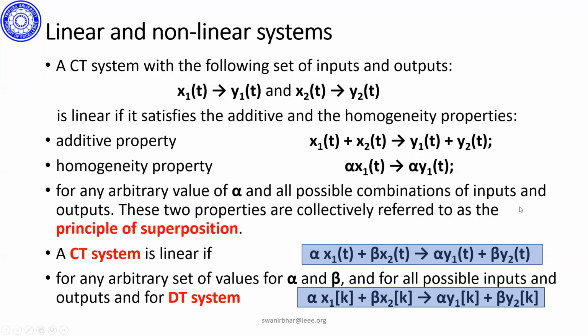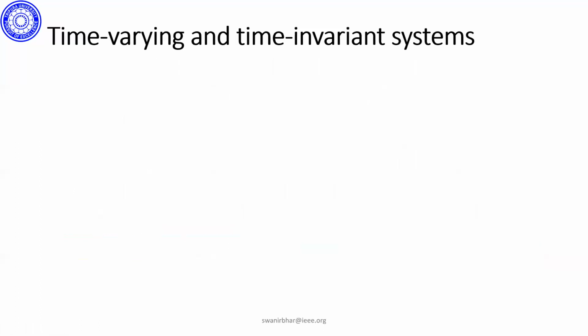If you are clear with this, next let's go to the second type, which is time varying and time invariant system. As the name suggests, time varying means any system that changes with respect to time, and time invariant means the system that doesn't change with respect to time. We have seen this kind of time varying and time invariant people around, so you can correlate this to them.